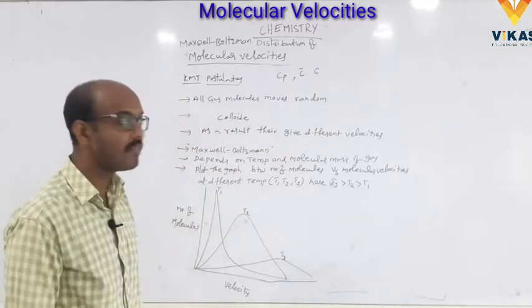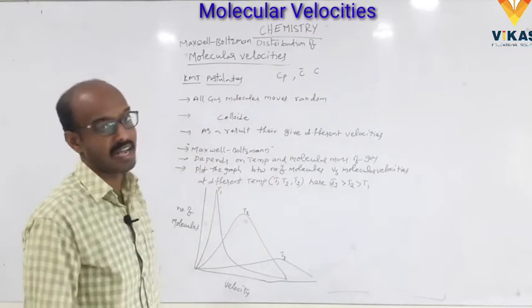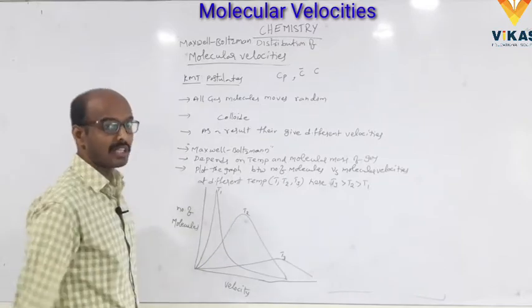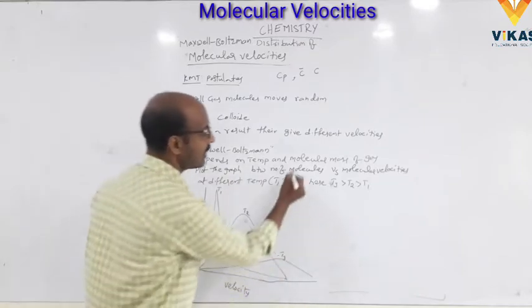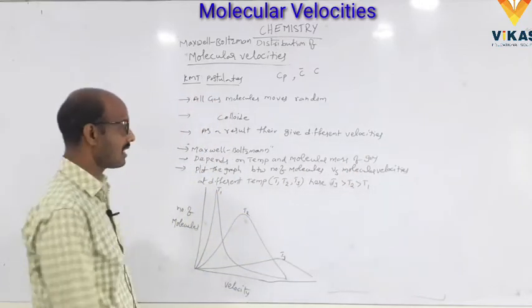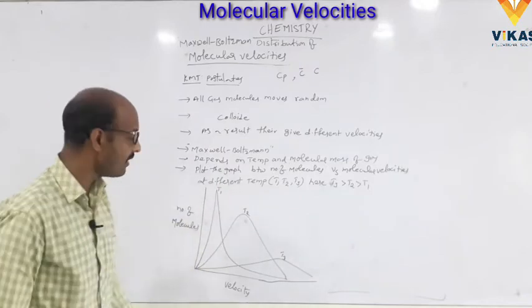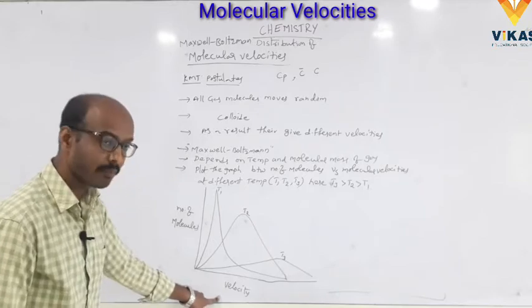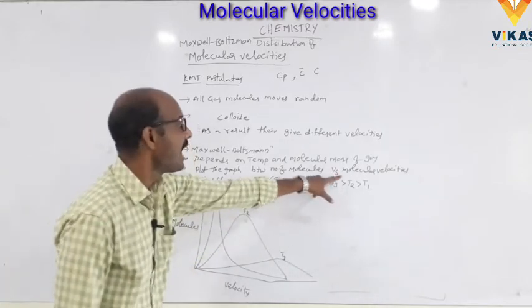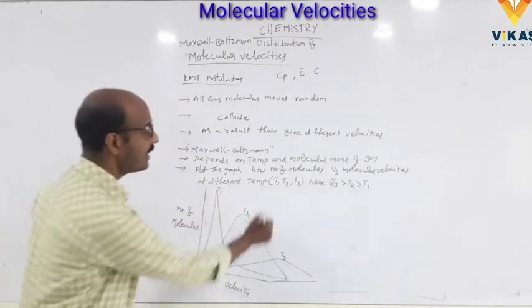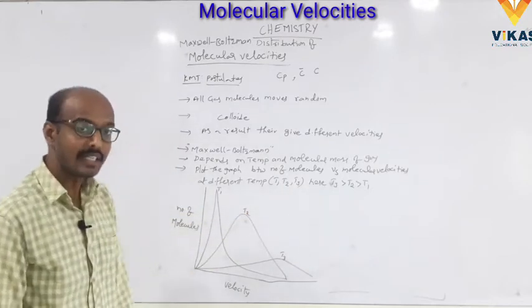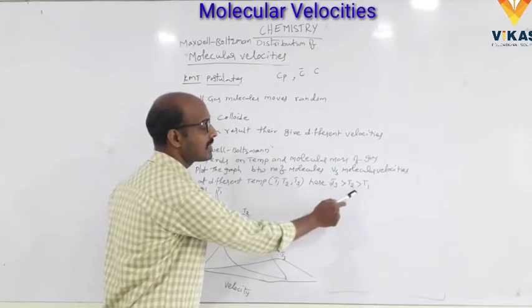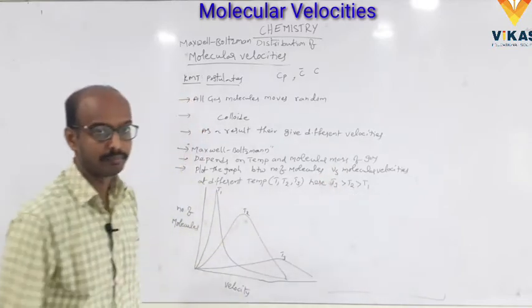The Maxwell-Boltzmann gives a distribution of the molecular velocities. Here the molecular velocity depends on the temperature and molecular mass of the gas. And next, the graph we draw is number of molecules versus velocity at different temperatures T1, T2 and T3. Here T3 is higher than T1 and T2. That means T3 is greater than T2, which is greater than T1.